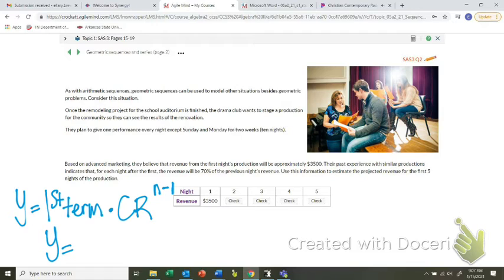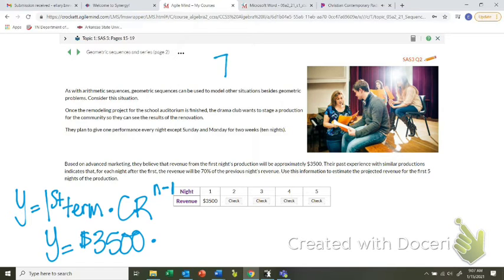Y equals. What does it say the first term is? How much money am I making that first night? What's it tell me? $3,500. Times my common ratio. 70%. Okay, now tell me this. Can you put a percent in a formula? You have to change it to a what? Decimal. You have to change it to a decimal.